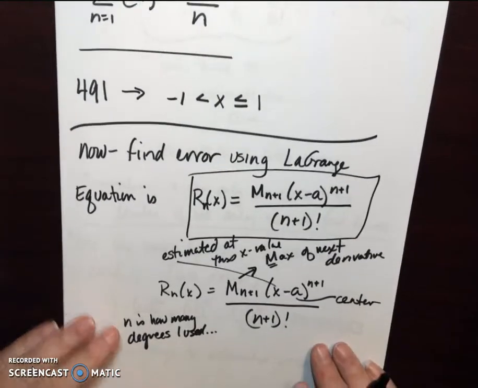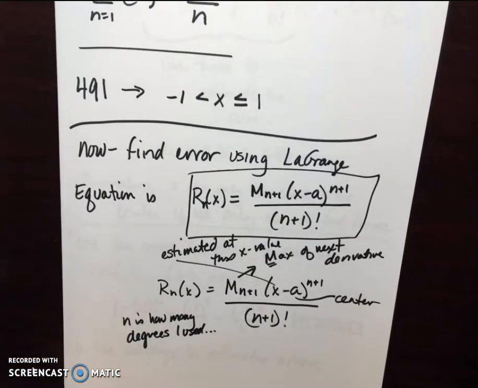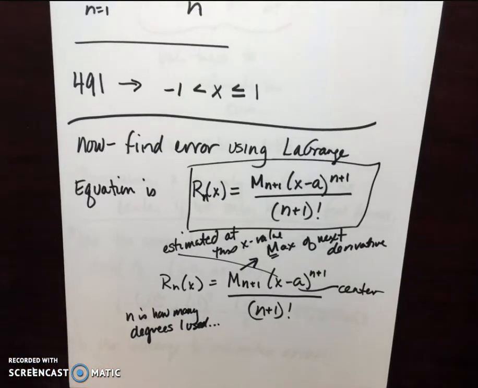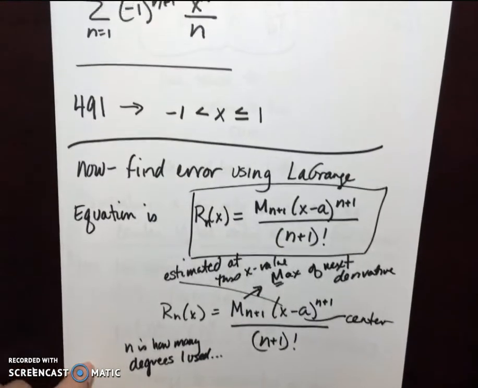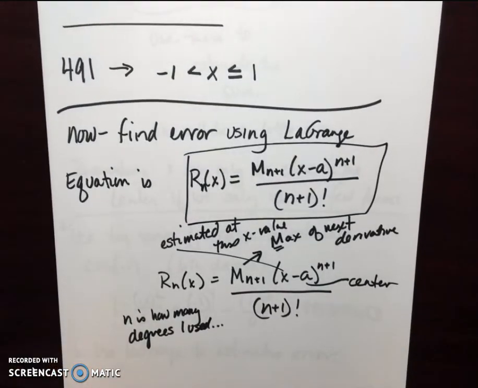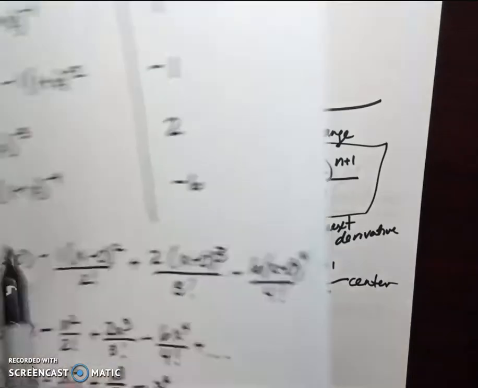Okay, so this M, do you remember back when we did trapezoid rule, the M stood for the maximum value of the second derivative? Well, when we're using Taylor series, M stands for the maximum value of the next derivative. So if we use 4 derivatives to create our series, we're going to use the max value of that 5th derivative, that one that I didn't even make you find over here.